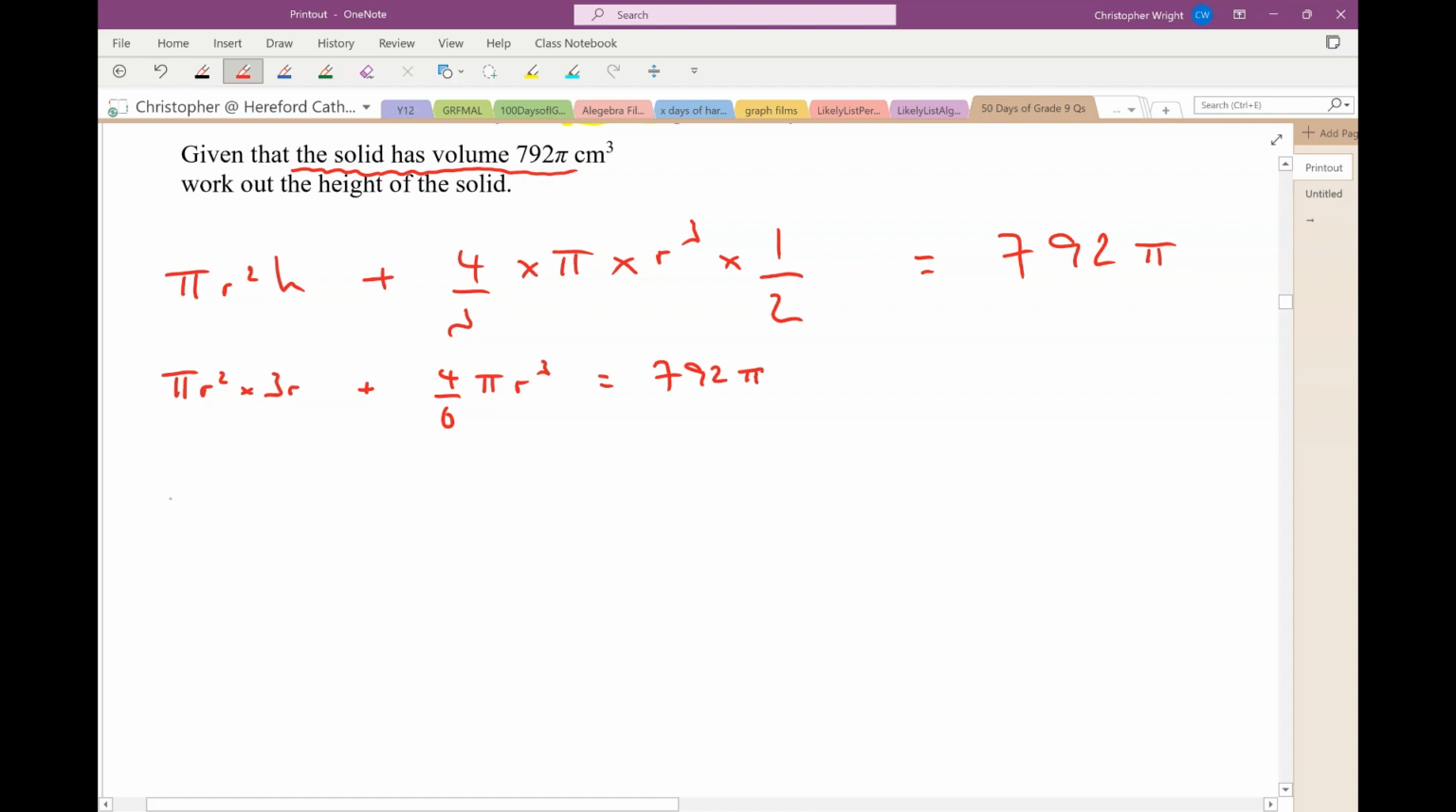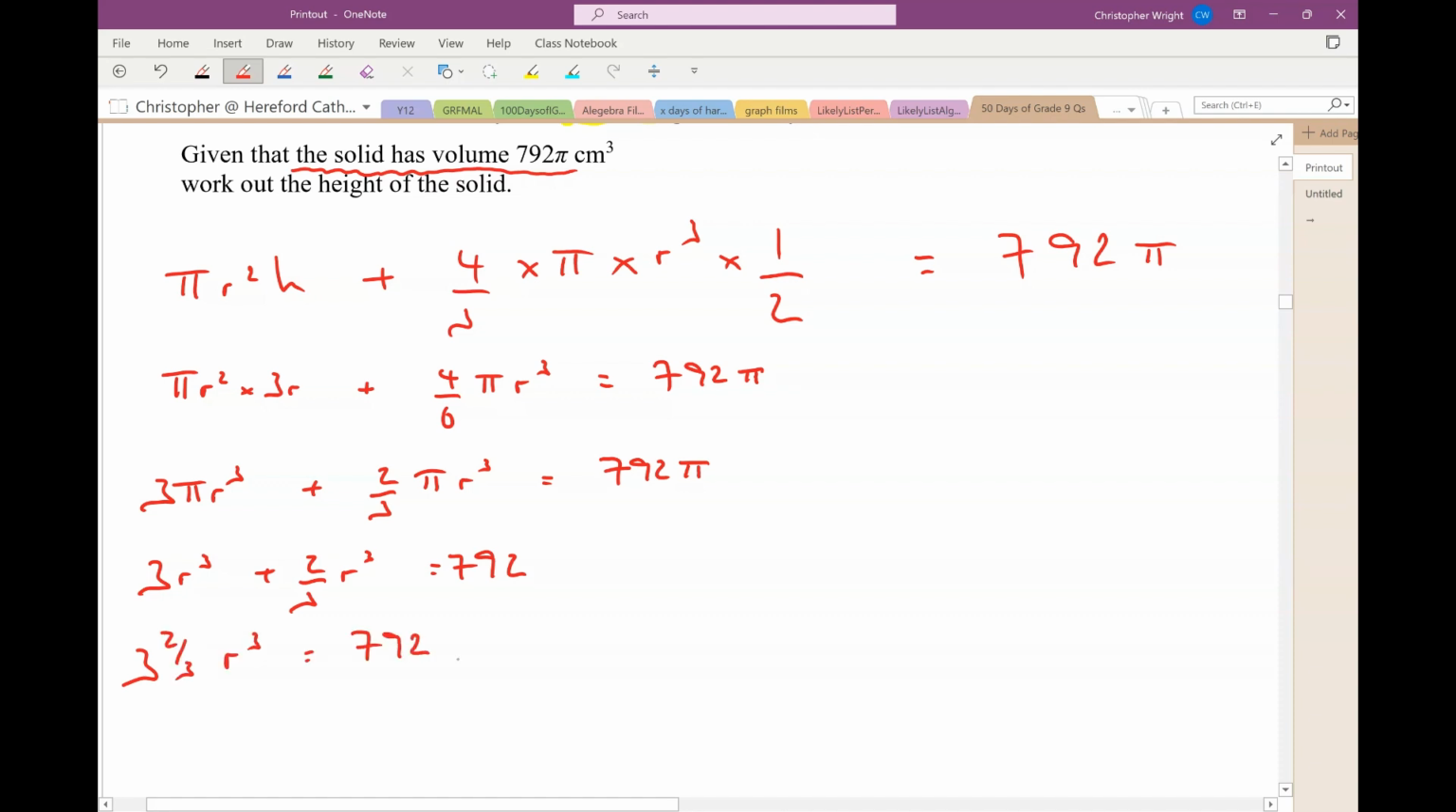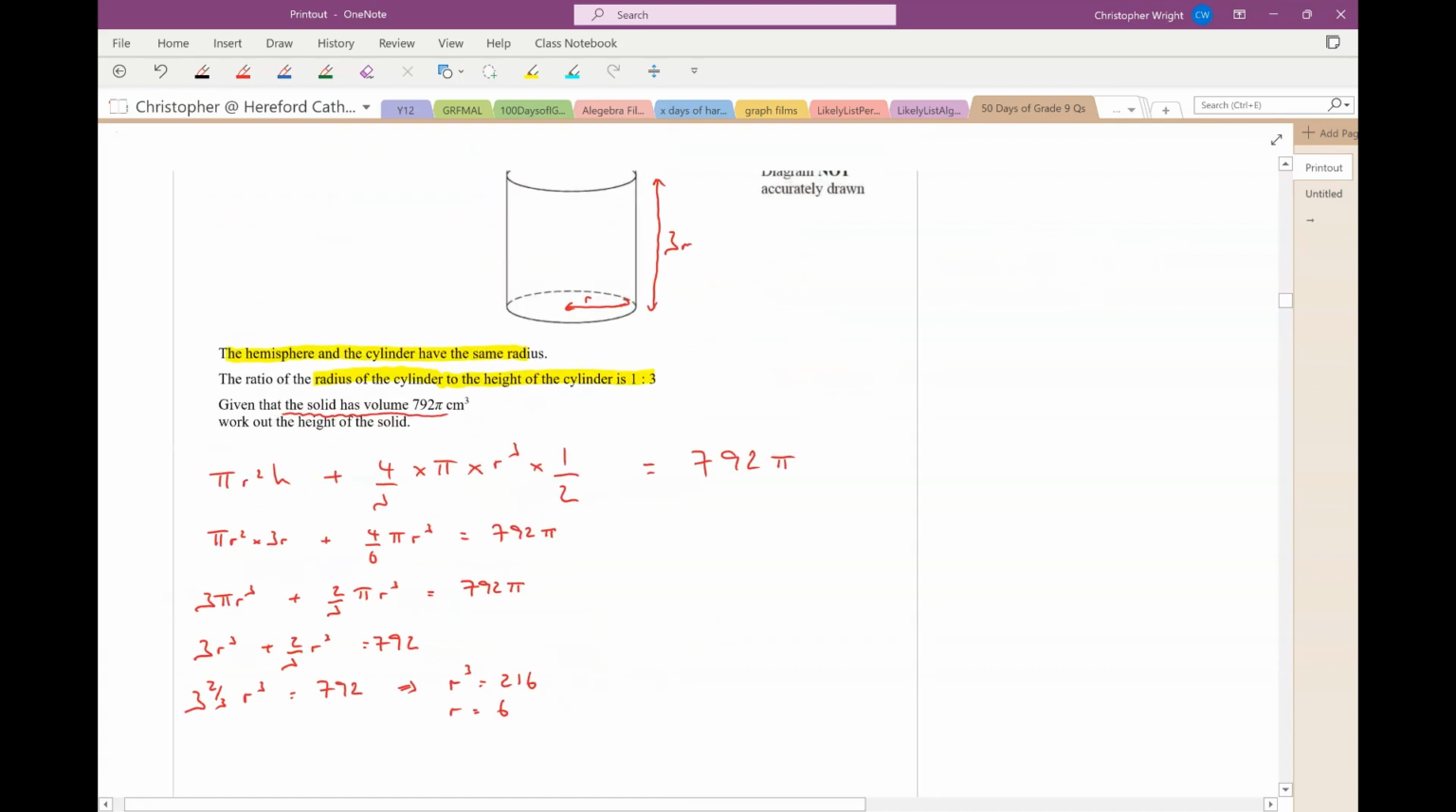Let's carry on. 3 pi r cubed plus 2/3 of pi r cubed is 792 pi. Let's divide everything by pi. 3r cubed plus 2/3 r cubed equals 792. Look at that. So 3 and 2/3 of r cubed is 792. Divide both sides by 3 and 2/3. r cubed is 216. Cube root both sides. r is 6. Right, now I've found the radius is 6.